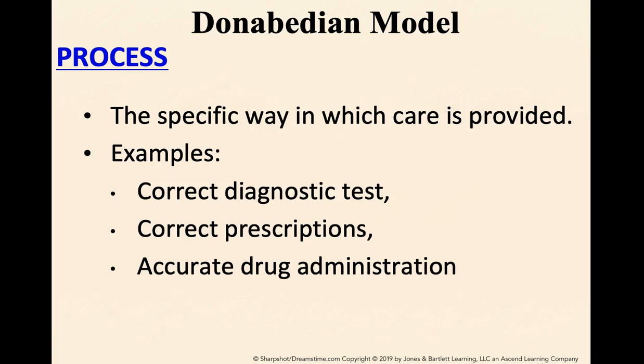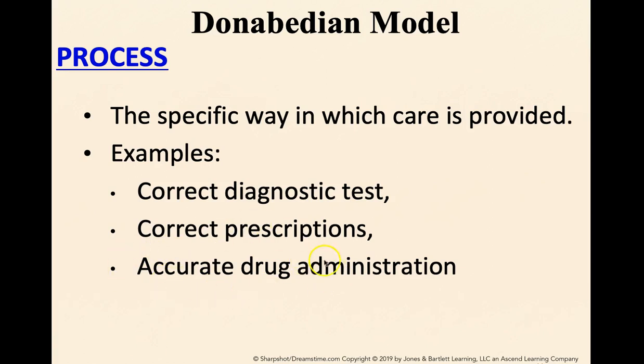Are we doing what we're supposed to do if we want to find out if this child has a strep throat, or if anyone who walks into the clinic and suspects that they have a flu, are we doing the right diagnostic tests? Are we giving the right prescription? So if the type of infection and the type of causative agent or bacteria is susceptible to this type of antibiotic, is that the one that we're actually giving? And of course, accurate drug administration.